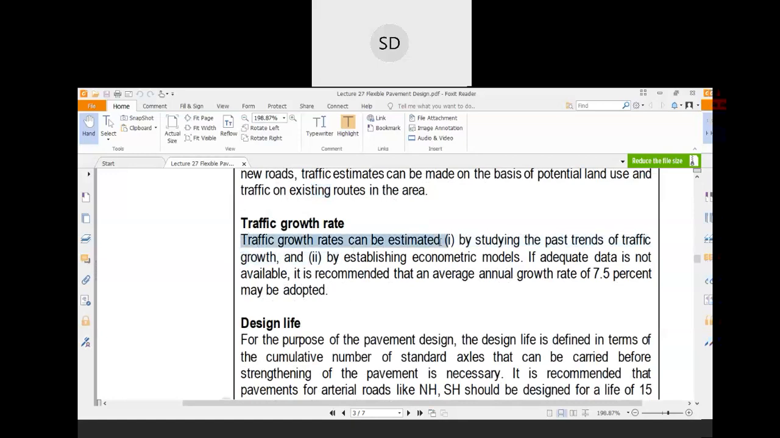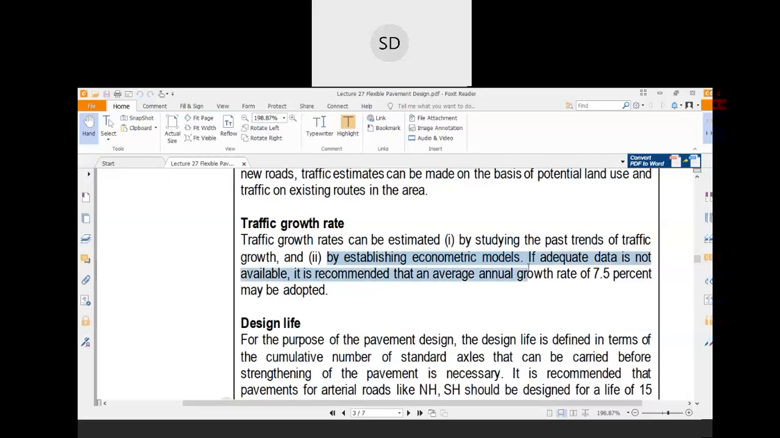Now traffic growth rate. Traffic growth rate can be estimated by studying the past trends of traffic growth for at least 5 years, and you can estimate the average traffic growth and apply it to find out your future traffic, or by establishing economic models, different econometric models you can generate to estimate the traffic growth rate. So how can you generate some econometric models?